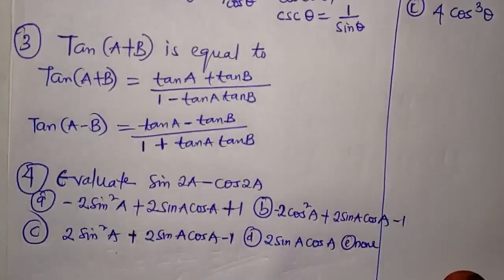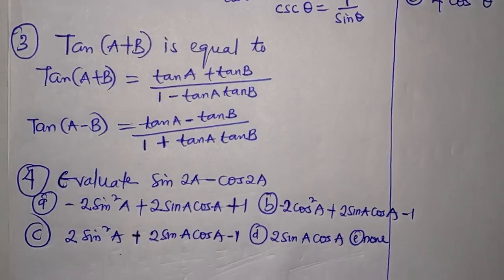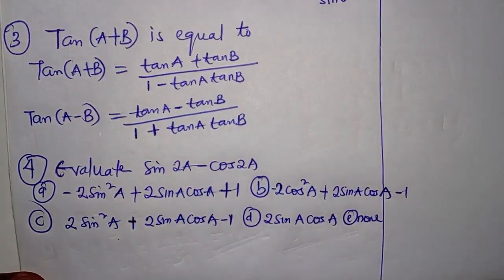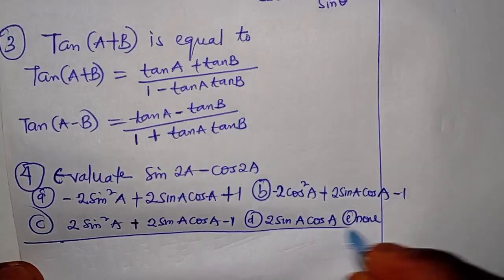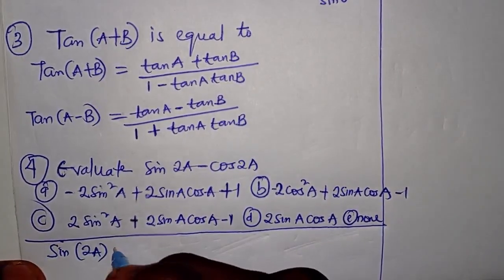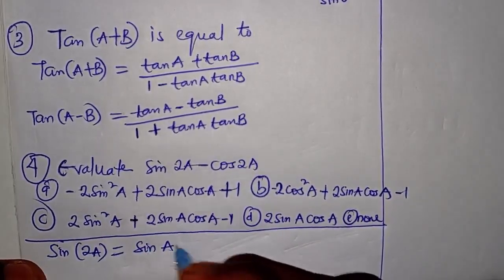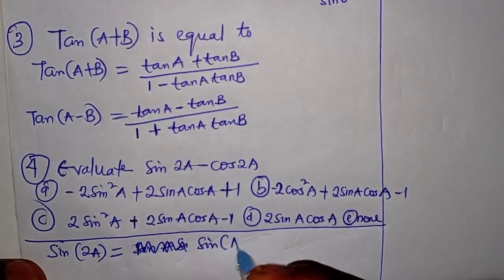Look at question 4. We have to evaluate sine 2A minus cos 2A. All right, let's go ahead. These are the options. So let's solve and see which of these options is correct. Sine 2A actually is simply sine A plus A.